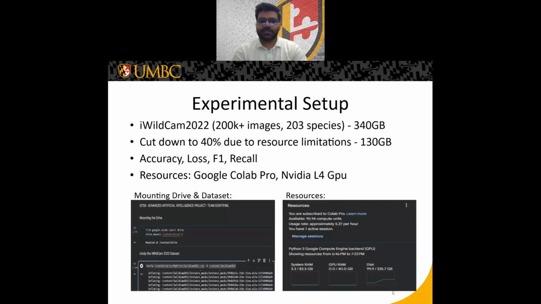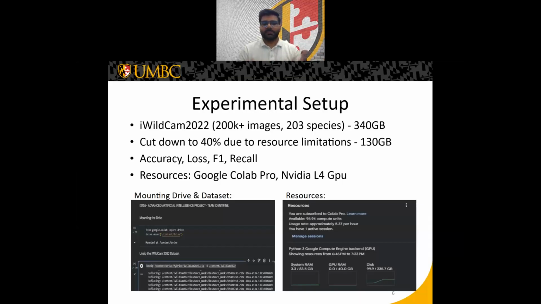For the experimental setup, the original iWildCam dataset is in total 340 gigabytes, which is very large, and we came across multiple space constraints in OneDrive as well as on the local hardware. We faced that problem a lot. We tried to use HPC as well, but we still came to the same point, memory constraints. So we cut down the dataset to 40% with a random split, obviously due to resource limitations, but it was still 130 gigabytes, which is a lot. It took us a lot of time to figure out this problem.